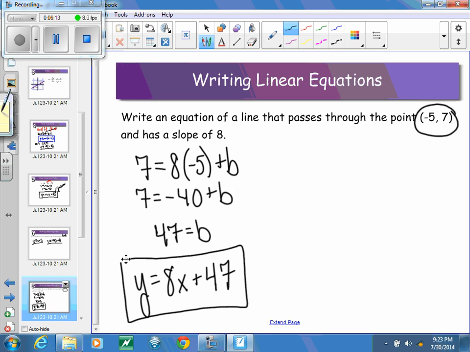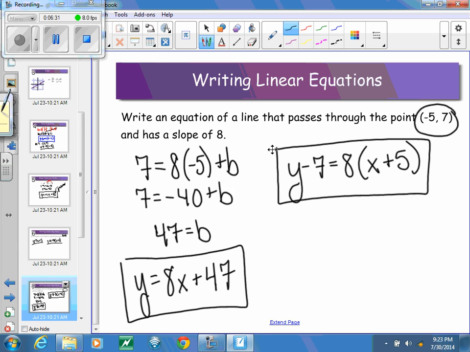In a problem like this, writing it out in point-slope form is really easy. I've got y minus 7 is equal to 8 times the quantity of x plus 5, since it's usually x minus x1, and since it's minus a negative, we're going to add that. So there's our point slope.